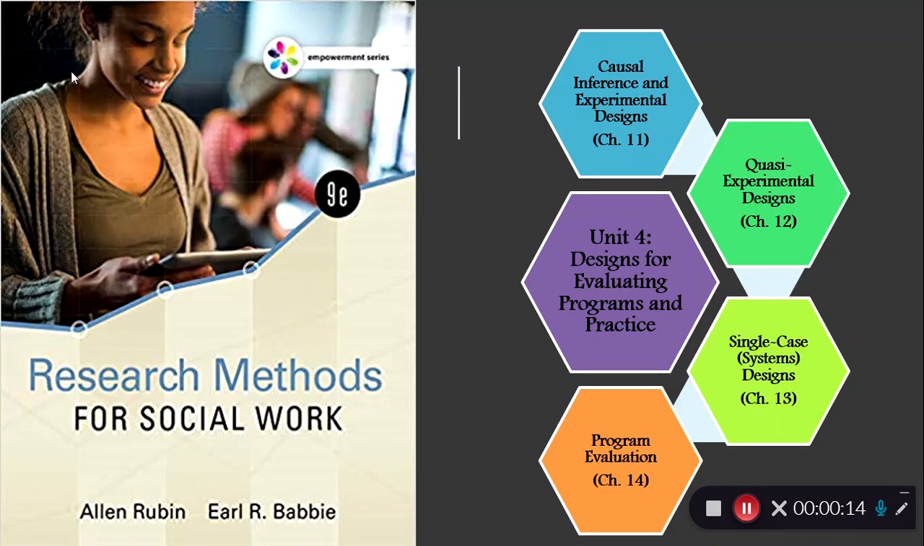So first off, we are finally finished with unit number 3 and are now moving on to unit 4, which will cover designs for evaluating programs in practice. We will talk about a variety of research designs within this unit, but we will begin our discussion by talking about causal inference and experimental research designs.